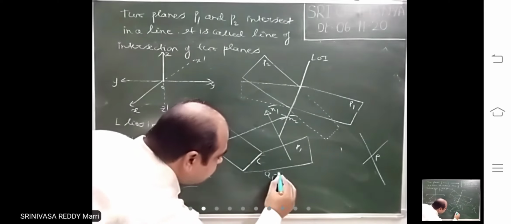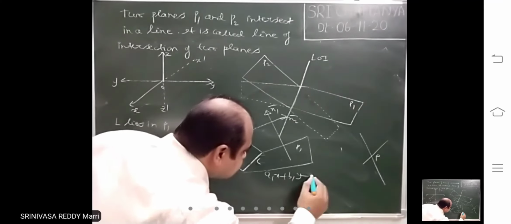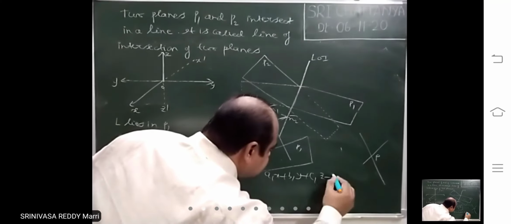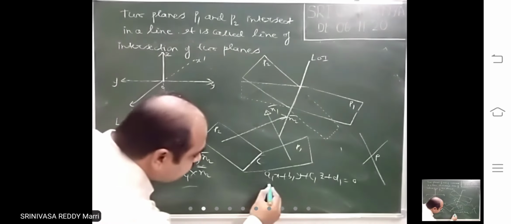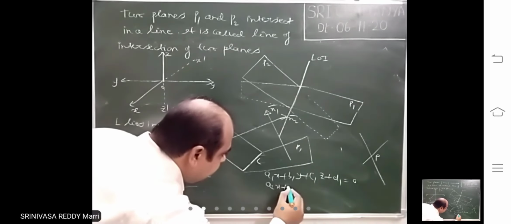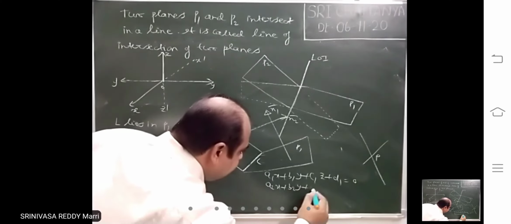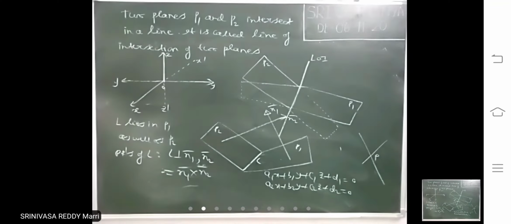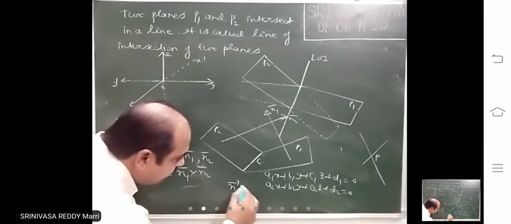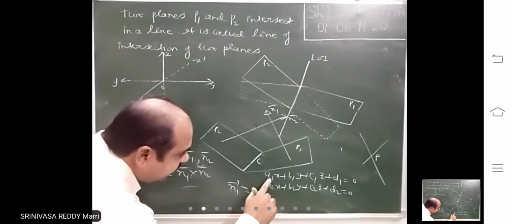Suppose two planes are there like this: A1X plus B1Y plus C1Z plus D1 equal to 0, one plane, and A2X plus B2Y plus C2Z plus D2 equal to 0 is the other plane. What is N1 bar? Normal vector means what? These drs are there.